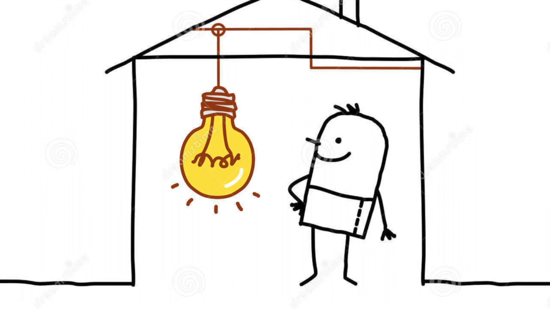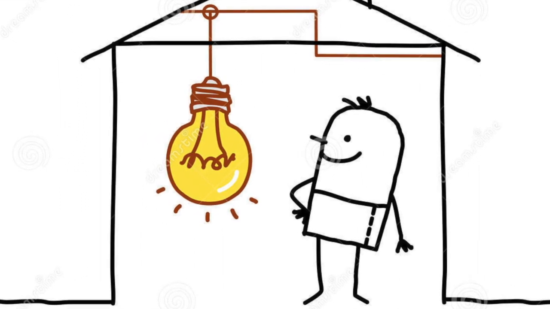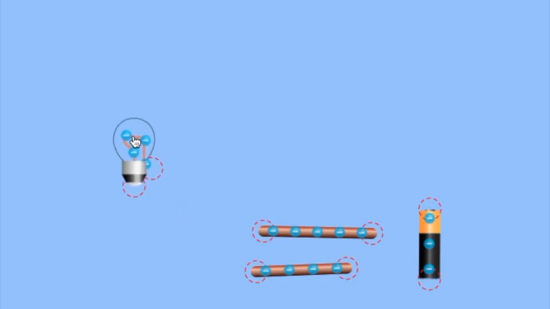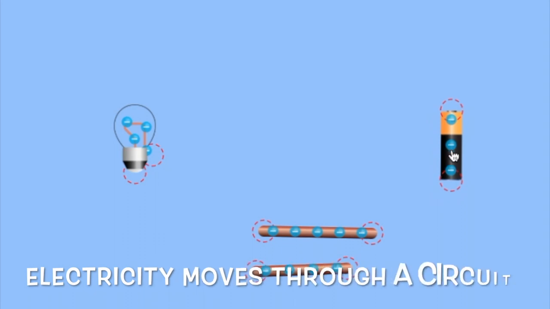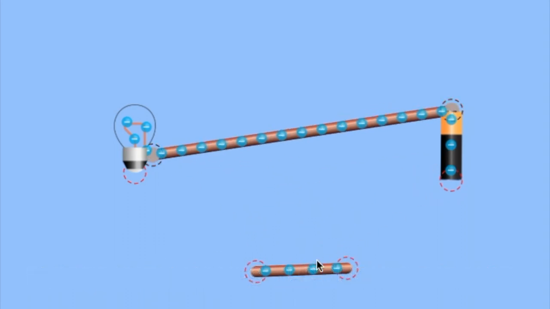Now let's talk about how our lights work and what happens to electricity when we're not using them. To understand what happens to electricity when the lights aren't on, we need to understand how electricity moves through a circuit. We know that electrons make electricity, but the way they flow makes an electrical circuit. An electrical circuit is how our lights work.